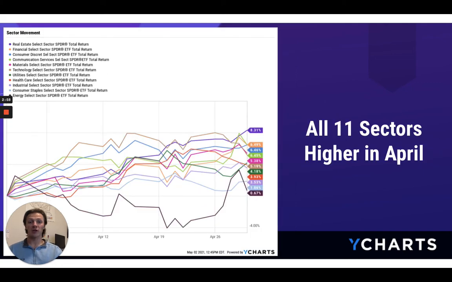Just like in March, all 11 sectors were higher in April. Real estate led the way at 8.3%, with financials, consumer discretionary, and communication services all closely tied for second place at around 6.5%. And despite being negative for most of the month, energy clawed its way back to be up 0.2%, making all 11 sectors higher.